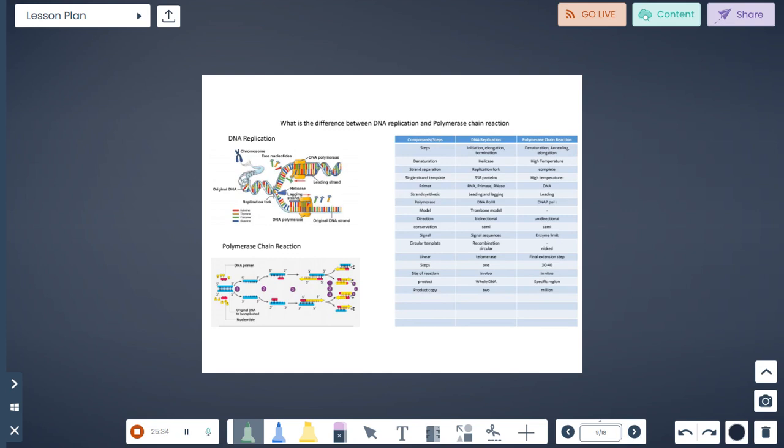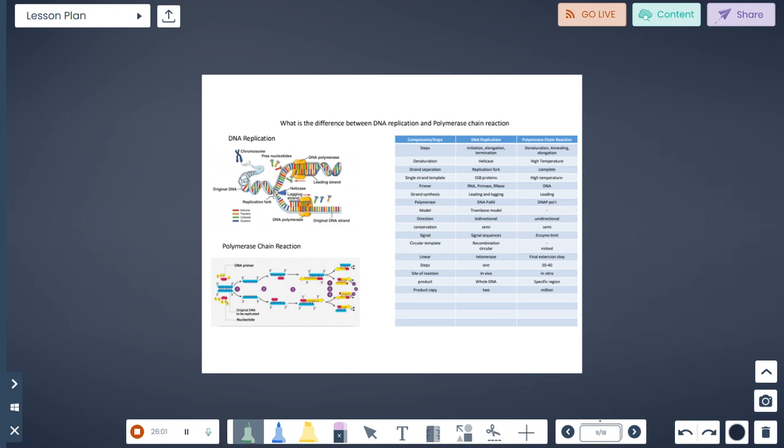So this is what a typical DNA replication fork looks like. There is a lot of difference between DNA replication, what is going on inside the cell, and how a polymerase chain reaction takes place. So this is the trombone model of DNA replication. One replication fork. Actually, in a cell, the replication fork will be like a bubble. There will be 2 replication forks.